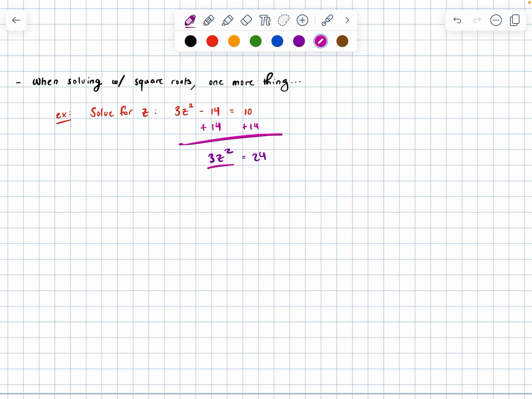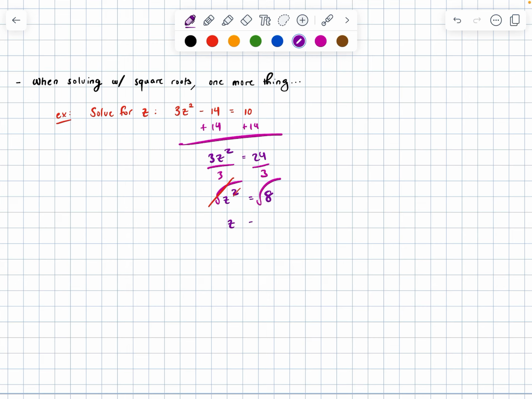Next move should also be pretty straightforward. I got rid of my addition subtraction. Let's do my multiplication division next. So dividing both sides by 3 reveals that z squared is equal to 8. Now, I want to get z by itself. The square is in the way. Let's use a square root to cancel it out.